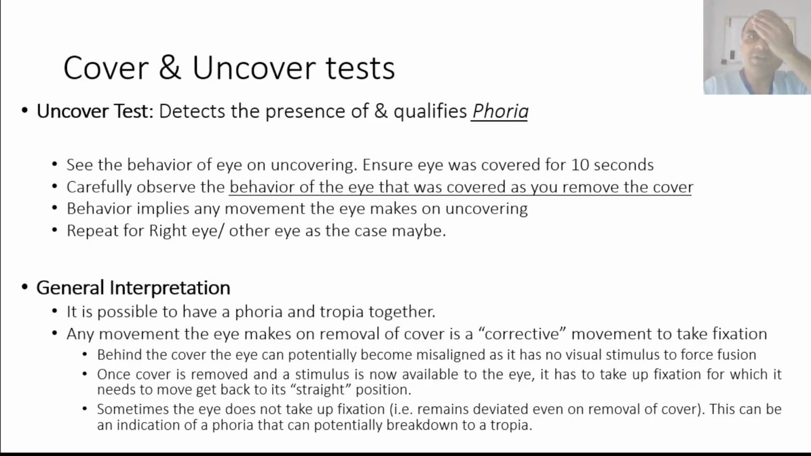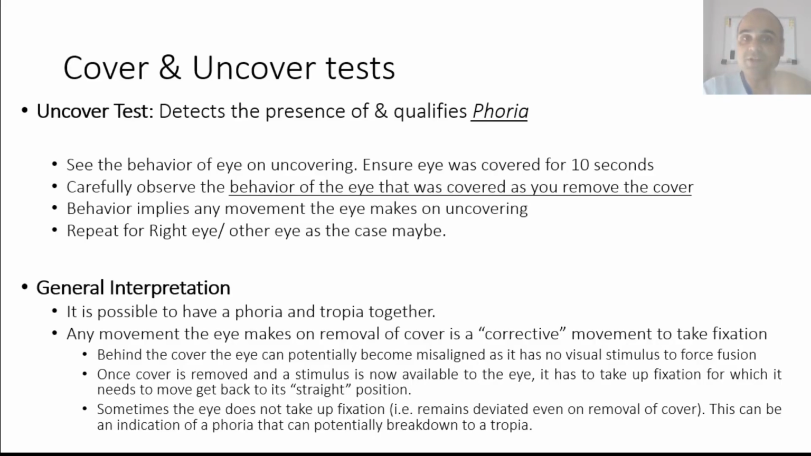And a normal eye would do that because a normal eye would just fixate again, as I'll show you in a video. But it is possible to have a phoria and a tropia together. So if you were covering an eye which already had a tropia and you're uncovering it and you detect movement, that means the eye also had a phoria on it. And depending upon where the eye moved behind the cover would tell you exophoria, esophoria, or isophoria. You don't quantify phorias, you only qualify phorias.